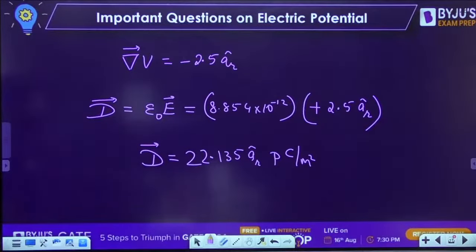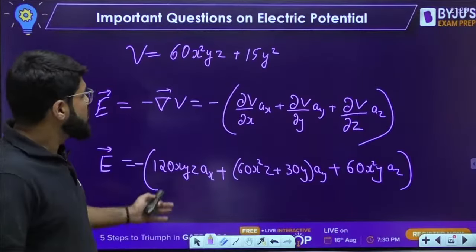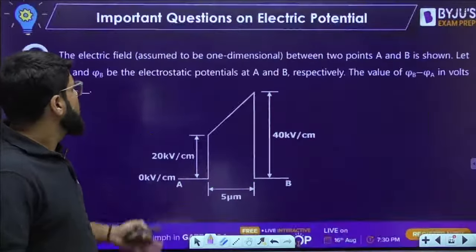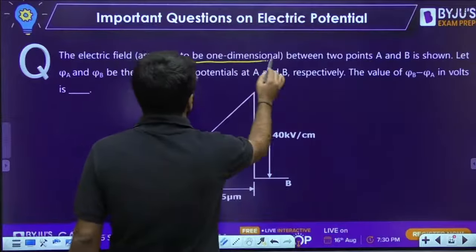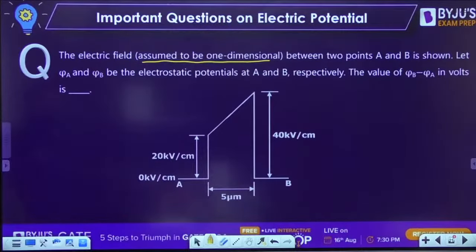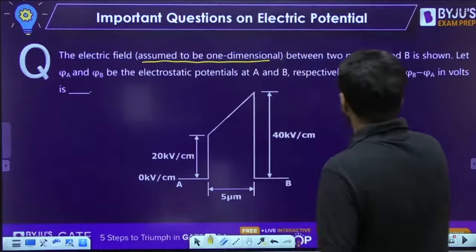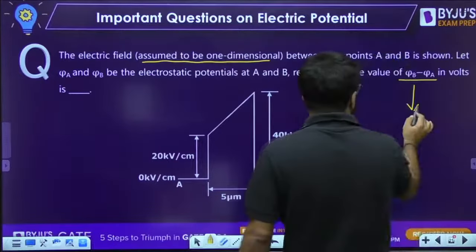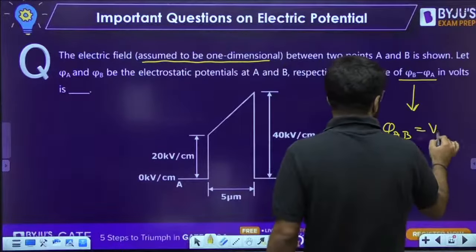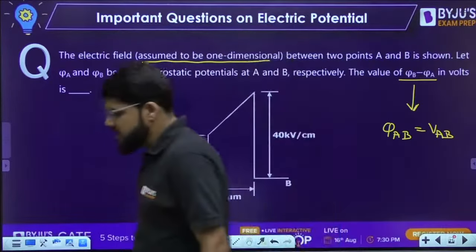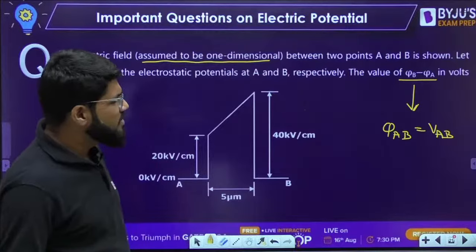Okay, done. Next question then. This was Cartesian, this was all even simple. Moving ahead to the next question, the electric field which is assumed to be in one dimension. Whenever there is a one-dimensional field and they are asking the electrostatic potentials at A and B, suppose phi A and phi B, what is the value of phi B minus phi A? It's like VB minus VA, or you can call it phi AB, or just VAB. What you need to calculate is VAB, the potential difference between the points A and B. So I need to calculate phi B minus phi A, that is phi AB or VAB.